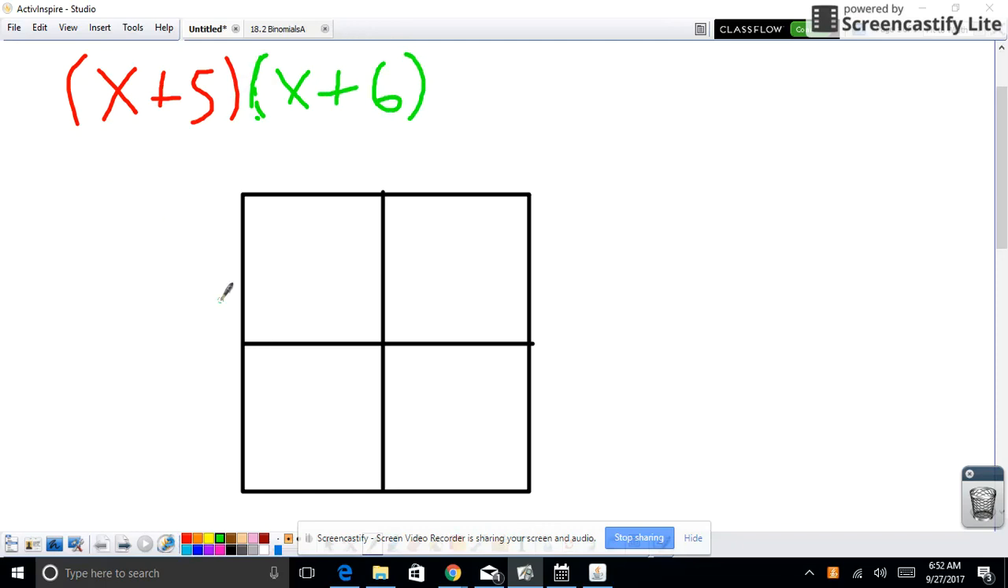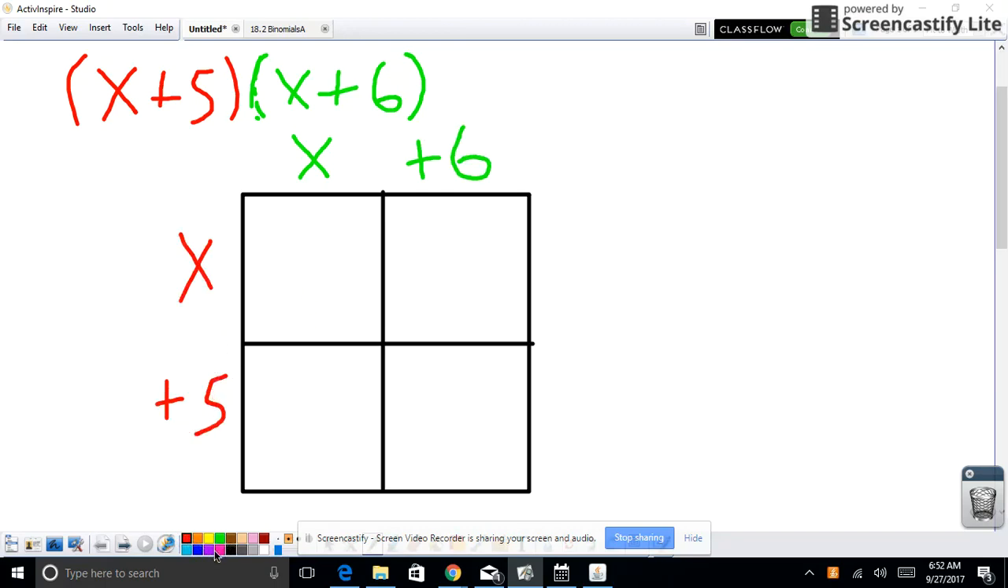All right, so it doesn't matter which one you put at the top and which one you put on the side. It doesn't matter because multiplication is commutative. You can switch the numbers around and still get the same answer. So it doesn't matter the order in which you put it. I'm going to put the x plus 6 at the top. Keep up with the plus sign. It lets you know that the 6 is positive. That's important. Now let me put the x plus 5 on the side. x plus 5. I include the plus sign because I need to know if that 5 is positive or negative.